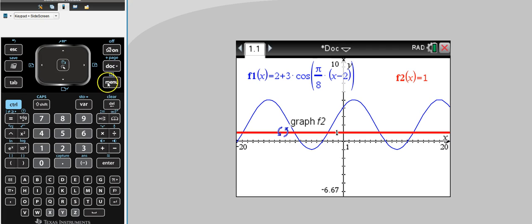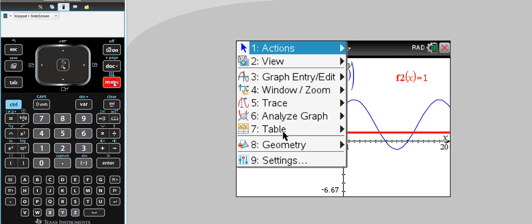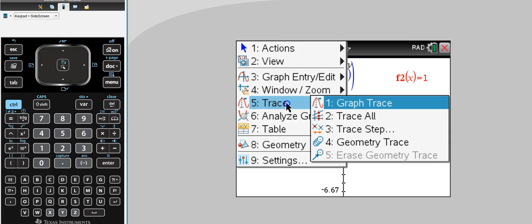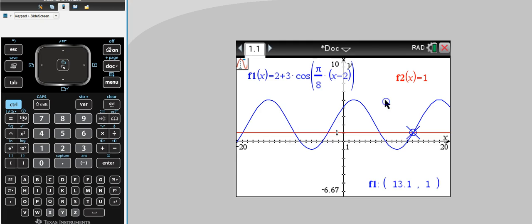Now all I have to do is go to Menu, Trace, Graph Trace, and type in the solutions that I got. One of the solutions I got was 6.8654. If I type that in, notice it lands right on that red line where y is 1. That confirms that it is a solution.